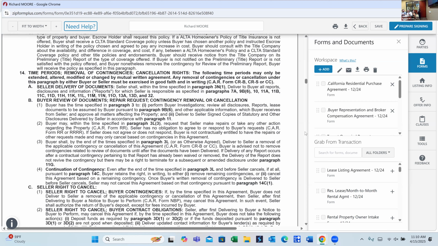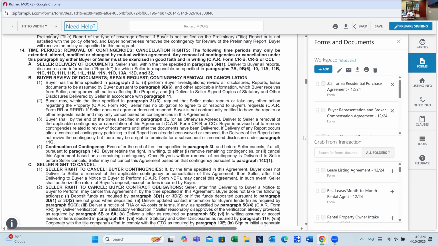Next is section 14, time frames, removal of contingencies. In the preceding paragraphs, each line item has a specific time frame for the contingency, so you can change that. If you're a seller, the only way you can force somebody to remove a contingency, first of all, you need to give them all the disclosures necessary. And then let's assume you've given the buyer all those disclosures, and we're at day 17, the full time frame, and the buyer has not removed their contingencies.